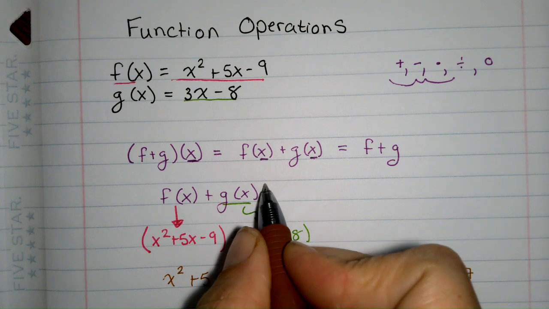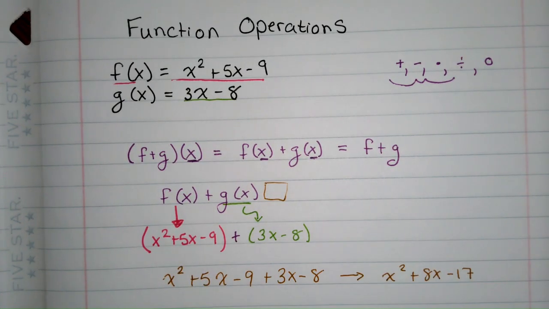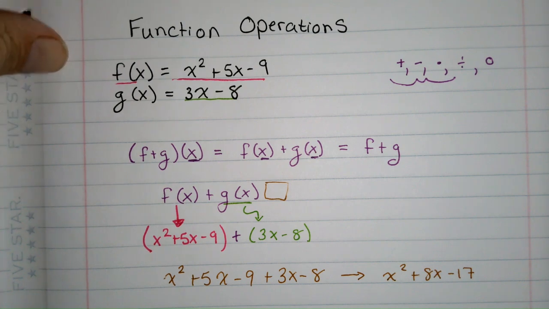Notice how there's no equal sign here? Since there's no equal sign, we're not solving for x. We are just doing the equation named f plus the equation named g. So I'd like you to go ahead and try f minus g of x on your own. If you need to, go ahead and hit pause.